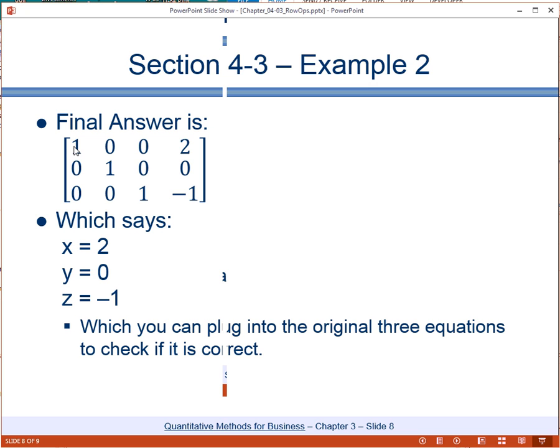So the final answer is x equals 2, y equals 0, and z equals minus 1. Okay, and you can take those numbers and plug them back into your original 3 equations to check to make sure that it's correct. The other thing you can do is run it through rref on your calculator to make sure that's the same answer the calculator gets.